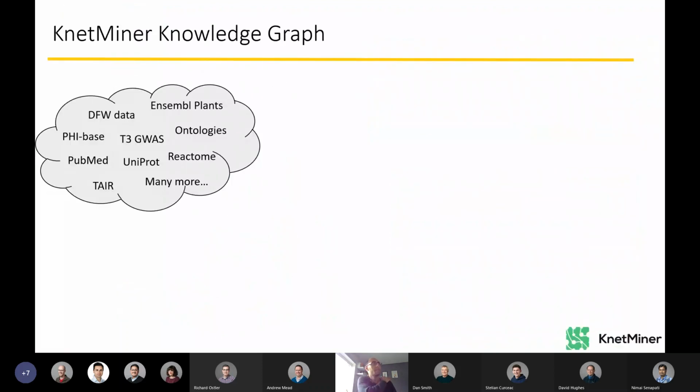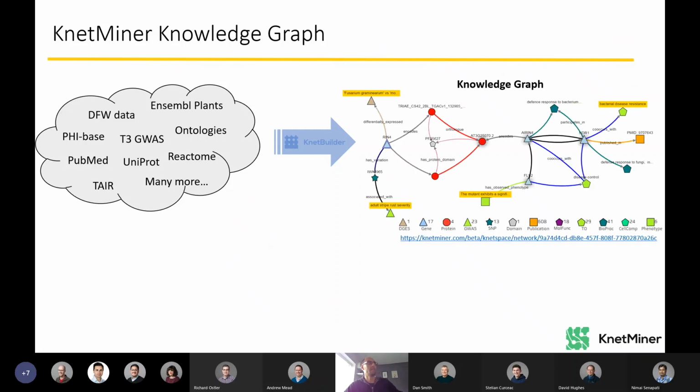The knowledge graphs we are building with KnetMiner are all about trying to organize biological knowledge. I've shown you the types of information we are interested in. What we do next is to identify data sources that represent that sort of information, like, for example, gene regulation, gene expression, and gene function. These are some data sources that are useful for plant biology and for building the wheat knowledge graph. We take this data and use the tool NetBuilder to transform it into a knowledge graph.